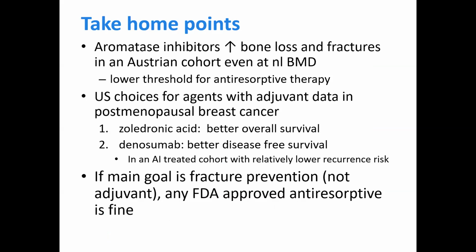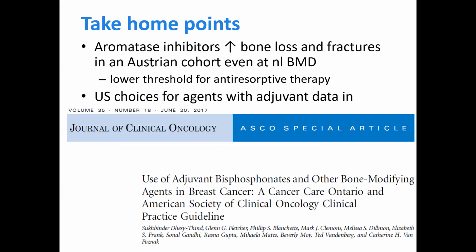Okay. My take-home points: aromatase inhibitors increase bone loss and fractures in the Austrian cohort, even at normal bone density. And then we should have a lower threshold for giving anti-resorptive therapy. And that in the US, zoledronic acid and denosumab both have some data to support either use. But if the main goal is fracture prevention and not adjuvant, really you could use an oral bisphosphonate if you want. It's cheap, and if the patient takes it correctly, it's effective. But the patient has to take it on an empty stomach and wait half an hour, et cetera. Just take it with tap water, et cetera. Okay. And this was written up in this JCO article now 3 years ago.